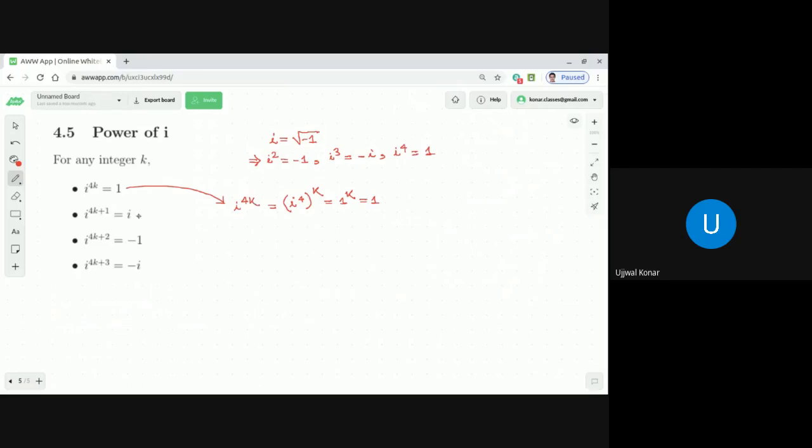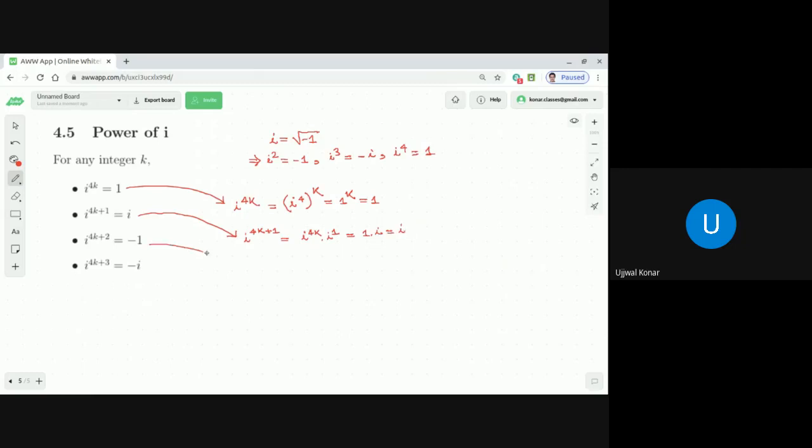Now, let's look into the next part, that i power 4k plus 1, that should be equal to i. Why? Because it is quite simple logic. i power 4k plus 1 is equal to i power 4k into i power 1. i power 4k, we just found the value is 1. So 1 into i power 1 is i. So that is equal to i.